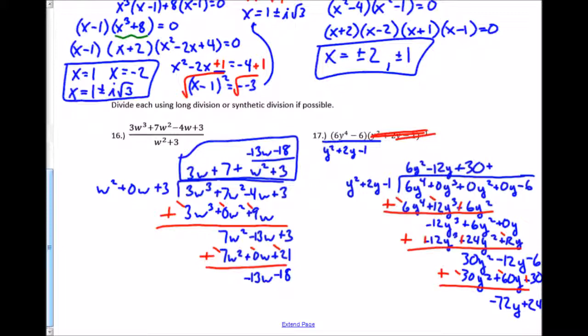So I put the plus sign. I've got a negative 72y plus 24. And I put it over the thing I was dividing by, which is the y squared plus 2y minus 1. And that's really ugly. Let me try writing that again.